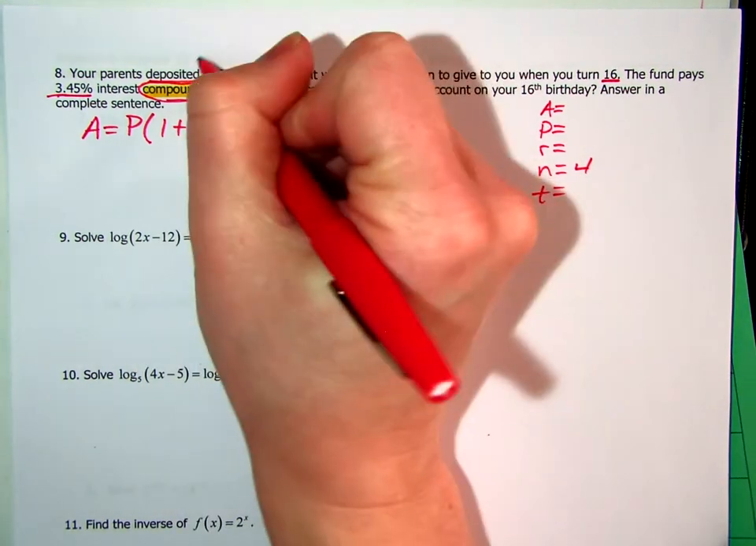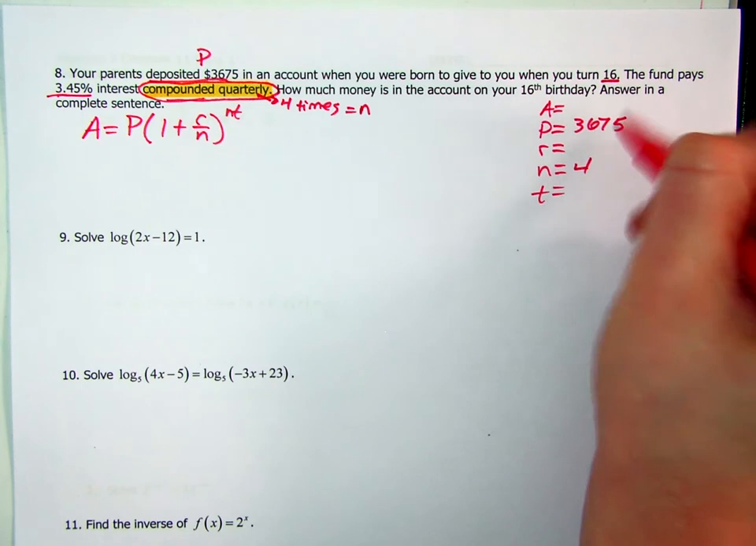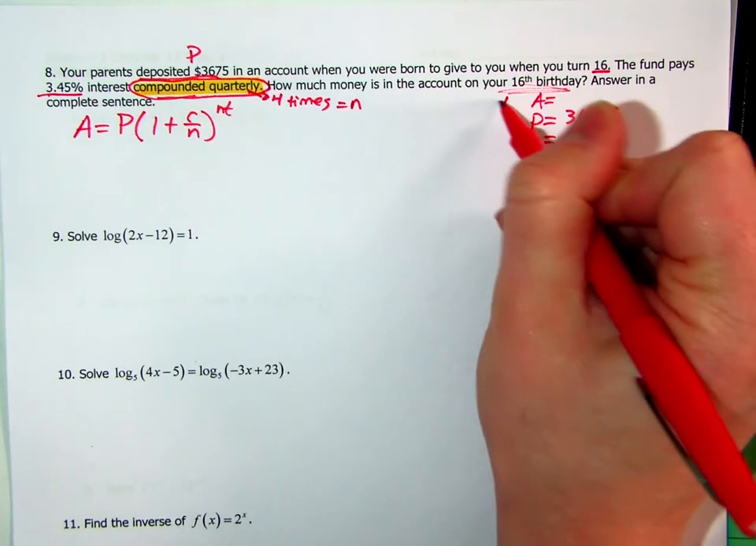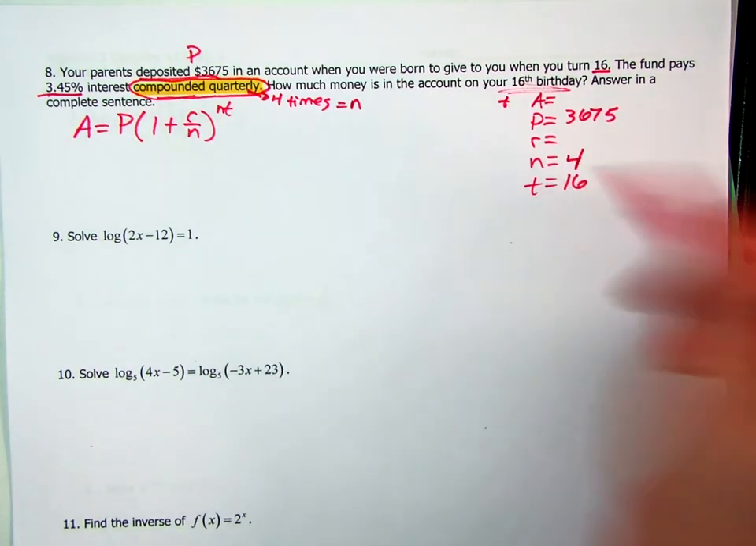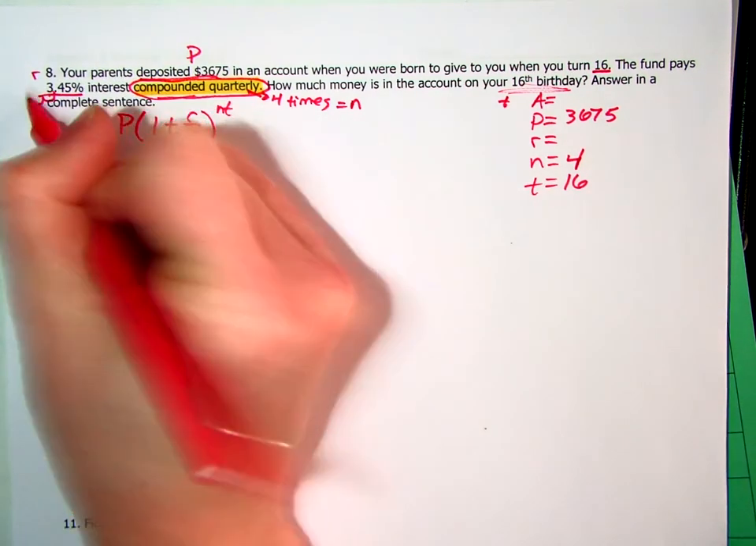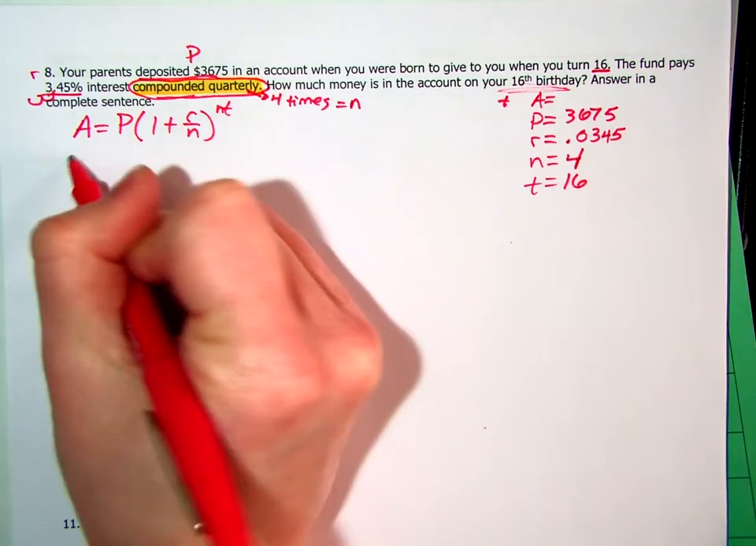So the deposit, that's my principal, that's my starting amount. I'm going to take it out of my account on my 16th birthday, so that's my time, that's how long it was in there for. And then my rate here, remember, move it twice, so it'd be 0.0345. So then we can go ahead and plug it in.